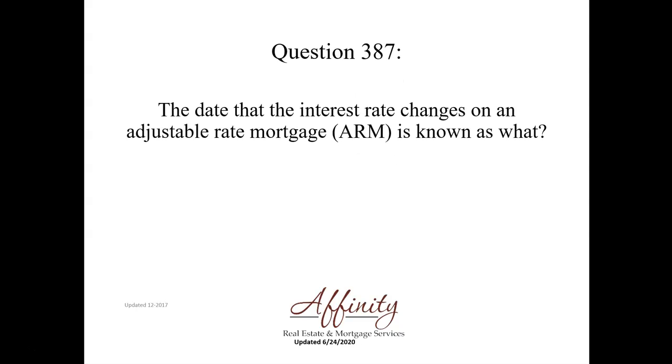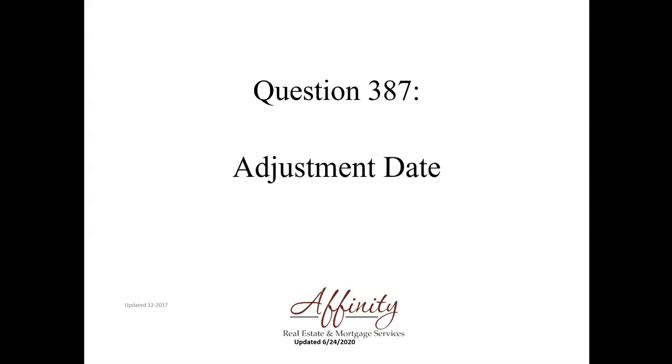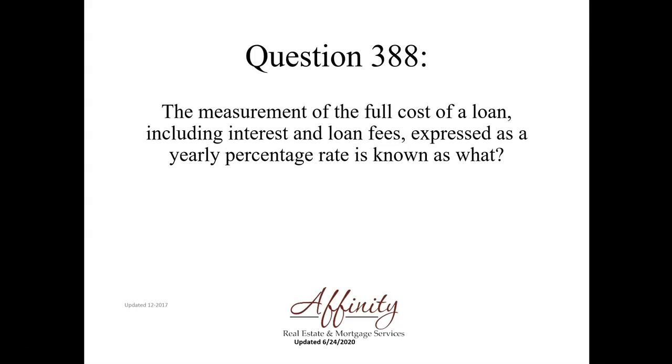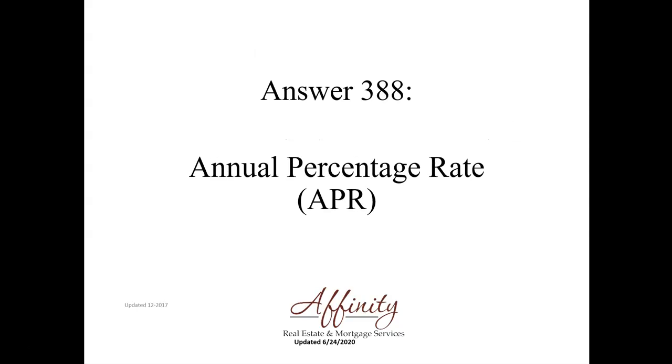Question 387. The date that the interest rate changes on an adjustable rate mortgage, the ARM, is known as what? That is known as the adjustment date. Question 388. The measurement of the full cost of a loan, including interest and loan fees, expressed as a yearly percentage rate, is known as what? That is known as the APR, the annual percentage rate.